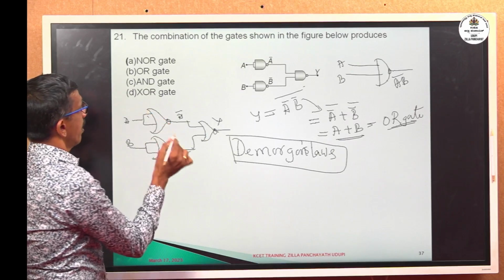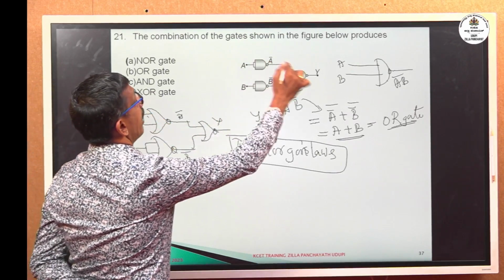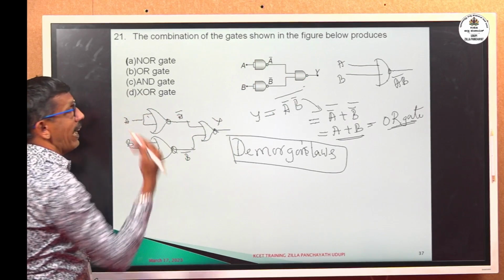Here all the 3 NAND gates are replaced by NOR gates.